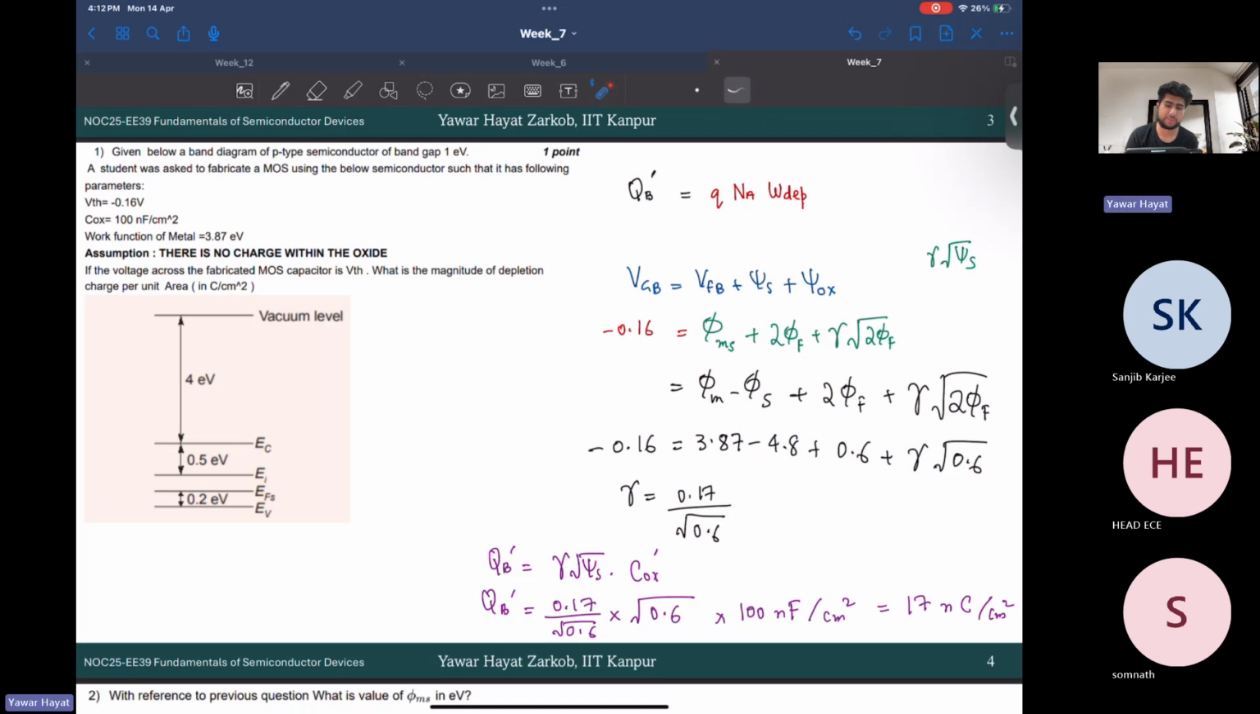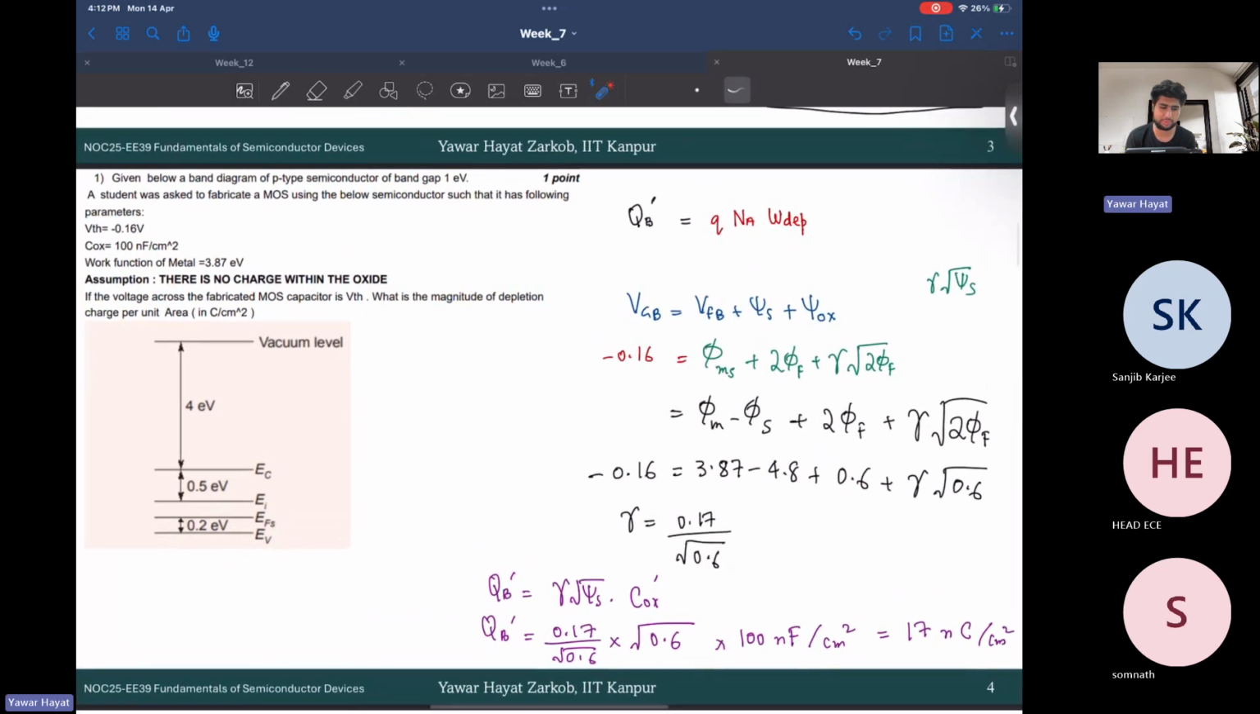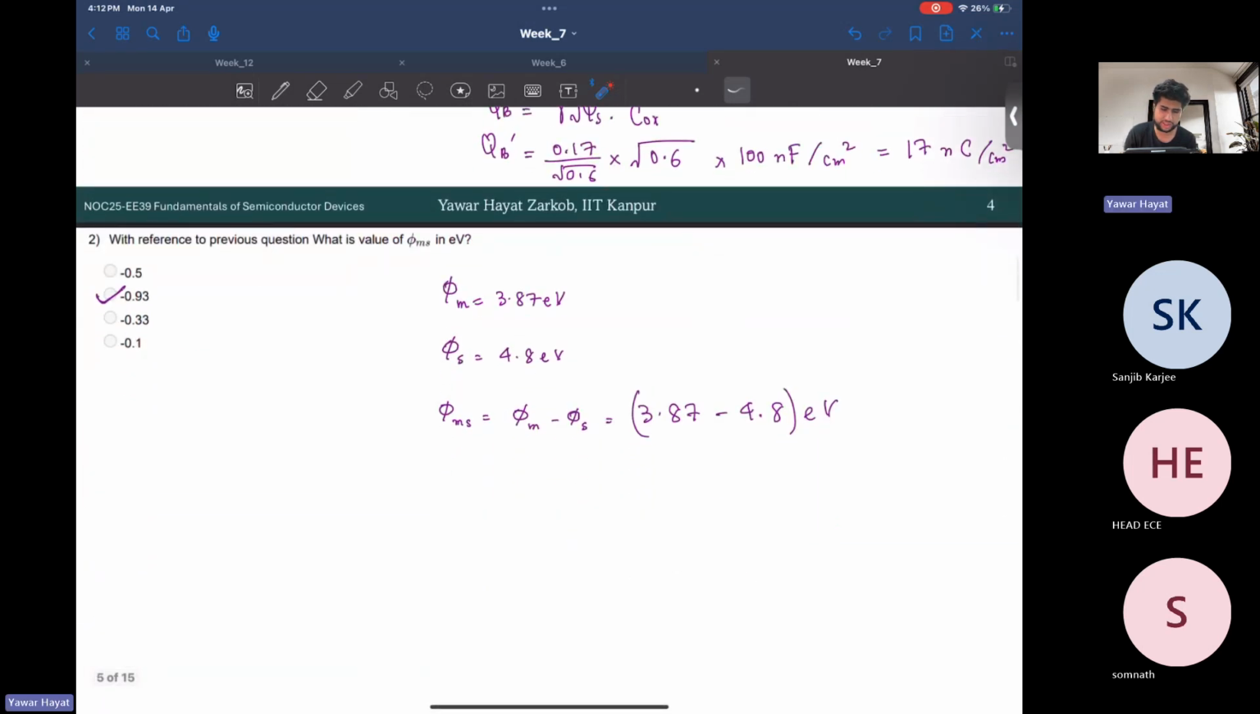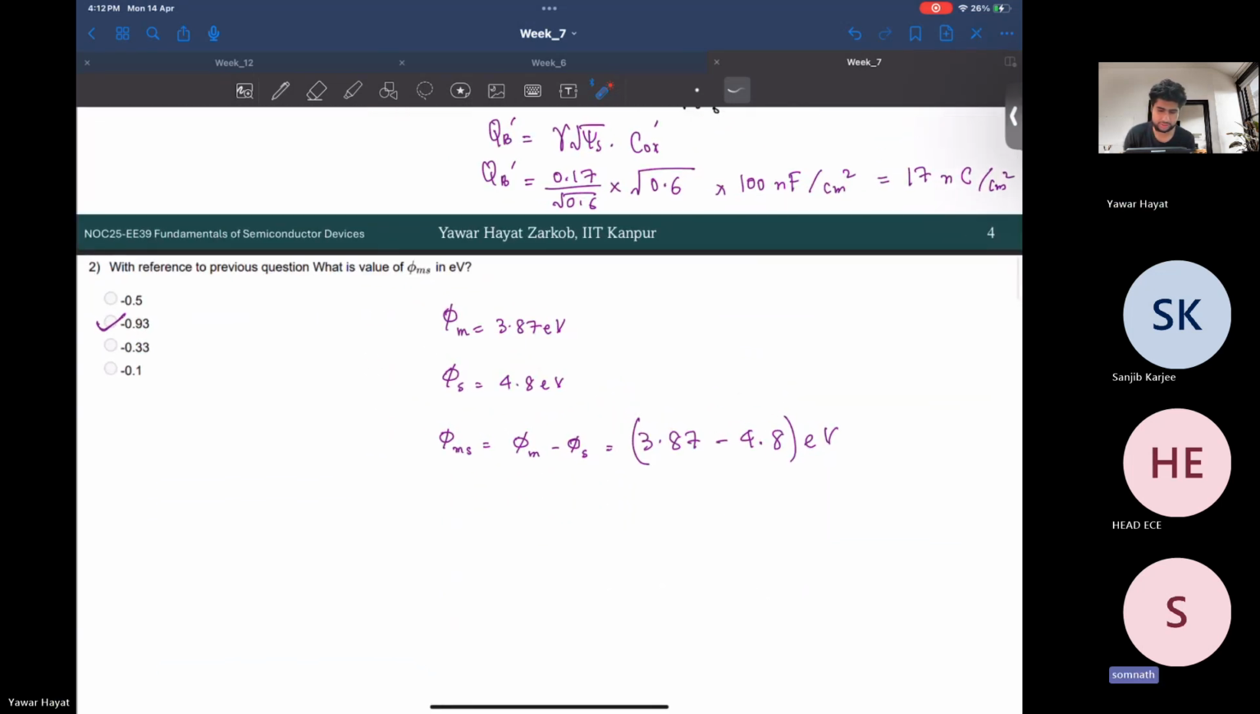A student was asked to fabricate a MOS using the below semiconductor such that it has the following parameters. Your VTH was 0.16 volts. Your Cox was 100 nanofarad per centimeter square. The metal work function was this. I won't repeat this. You can watch my week 7 lecture, and if there is any doubt, you can contact me.